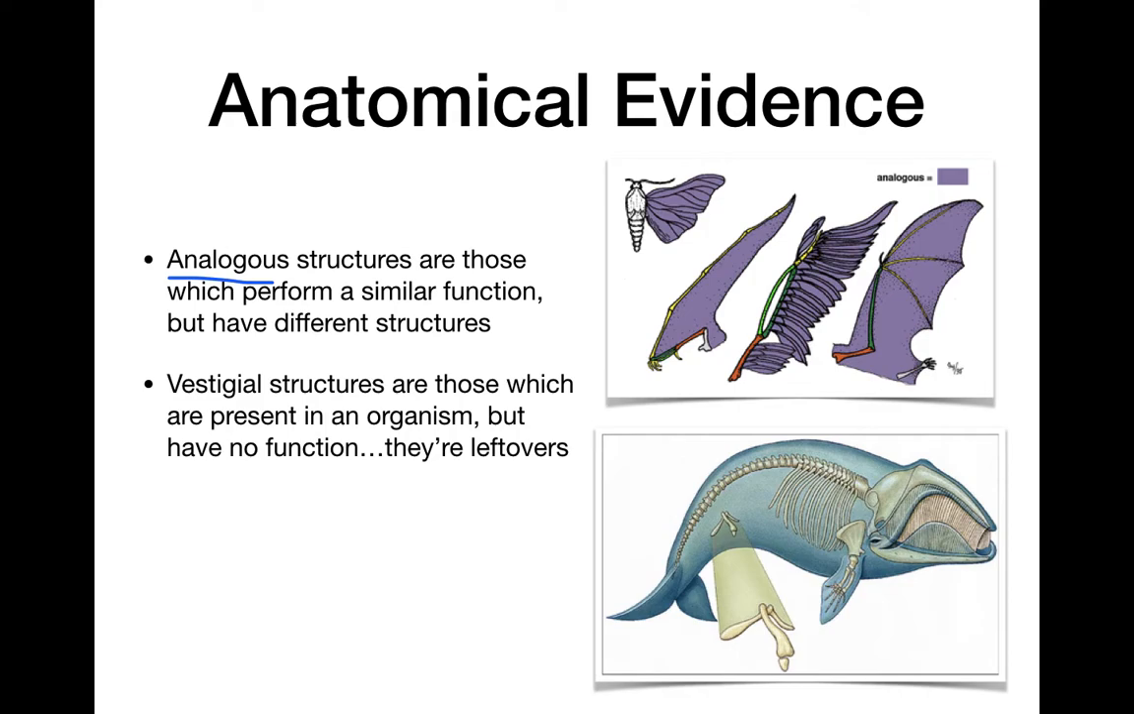Okay, the last one is vestigial structures. Vestigial structures are those that organisms have that are present in their body, but they have no function. You can think of them as leftovers from a previous ancestor. If you look here at a whale skeleton, if you've ever seen one in real life, they're amazing. They're so long and giant, it's crazy. And you'll notice these bones right here, that's the pelvis bones.